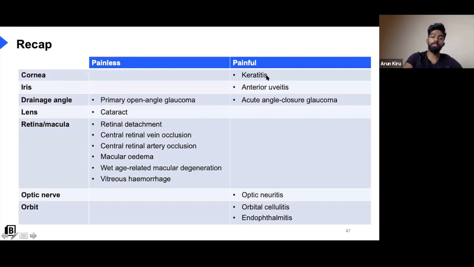So we've done keratitis, which we went through in depth, anterior uveitis, the two glaucomas, we covered cataract, retinal detachment, CRVO, where you get the hemorrhages and cotton wool spots all over. CRAO, which is a pale retina with a cherry red spot, macular edema and wet AMD. Macular edema is a complication of CRVO. A vitreous hemorrhage we didn't quite cover, but basically that's where you get that CRVO complication of retinal new vessels, which are fragile. They can bleed and cause blood in the vitreous. We've covered wet AMD, optic neuritis, orbital cellulitis, and endophthalmitis.